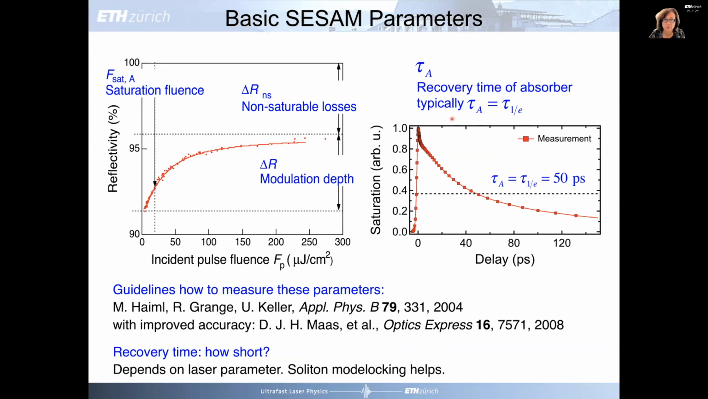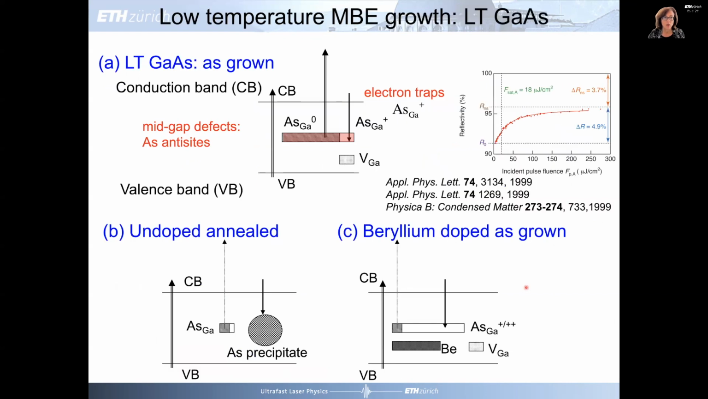In addition, we need to get the defects in these low temperature materials right so that we get a reasonably fast saturable absorber. So typically for a solid state laser with soliton mode locking, we can live with up to 50 picoseconds. For the VECSEL, we need faster saturable absorbers. So with the low temperature MBE growth, we did a more detailed study on the properties of these macroscopic parameters for the saturable absorber.